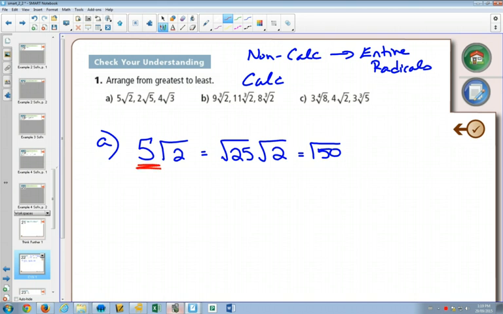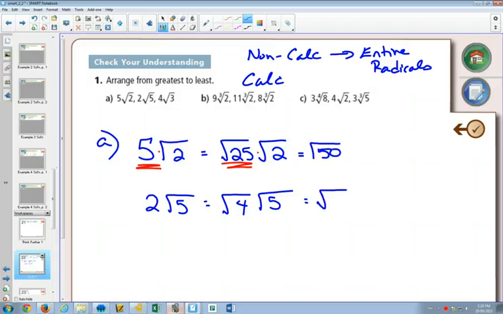So what we did here is we changed this 5, because 5 times root 2 is the same as square root of 25 times root 2. And then once you have a square root times a square root, you are allowed to multiply inside. If I have 2 root 5, I'm going to change my 2 to the square root of 4. And that's going to make square root of 20. And you can already see that square root of 50 will be bigger than the square root of 20.